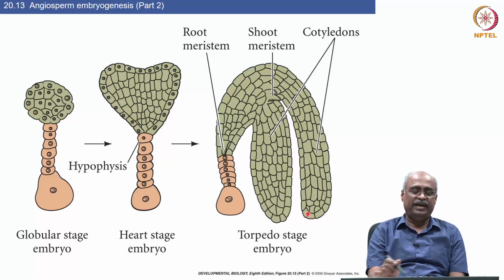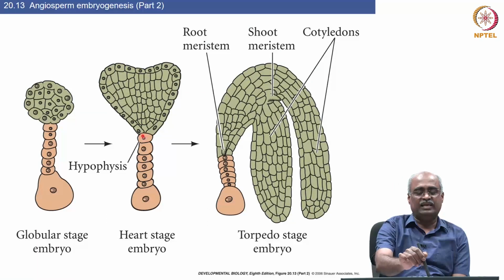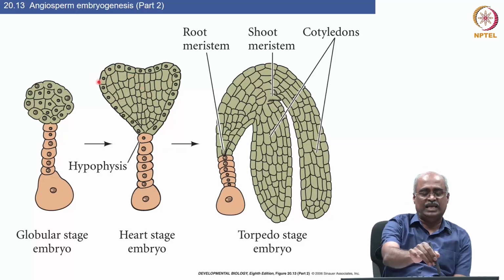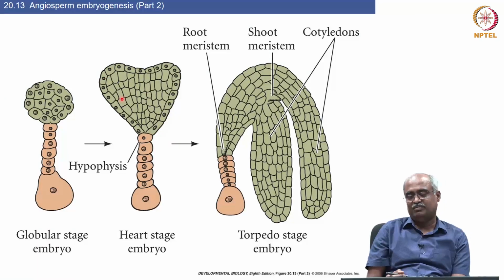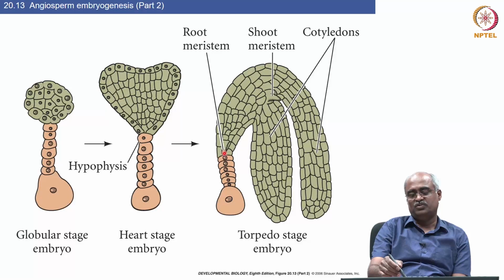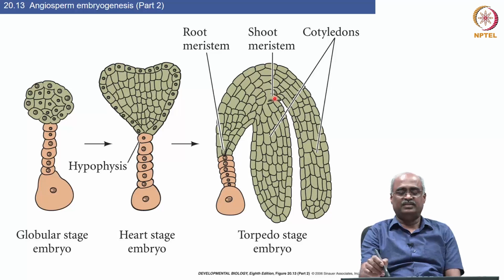Okay. And during this stage, clearly the apical and basal polarity becomes very apparent once these mounds of cells, that is the two cotyledons, start to form. This is in dicots. In monocots you have only one cotyledon developing. So here you have the root meristem and here is the shoot meristem, okay, and these are the two cotyledons.